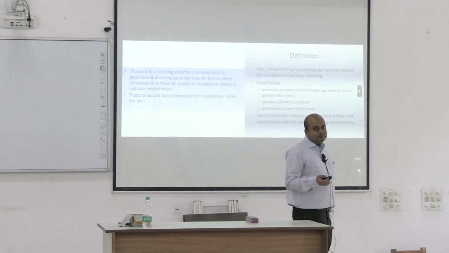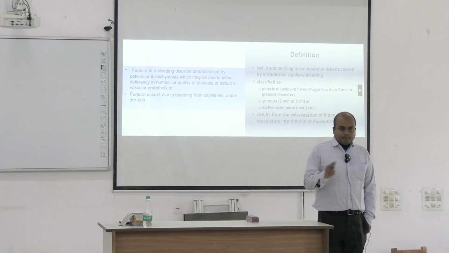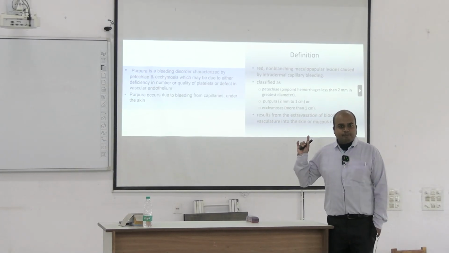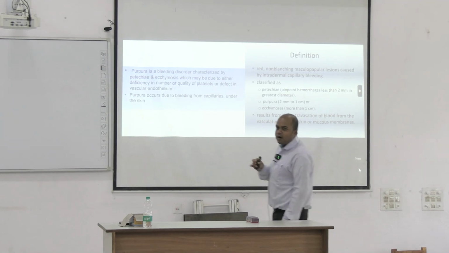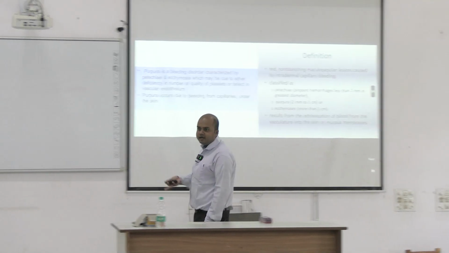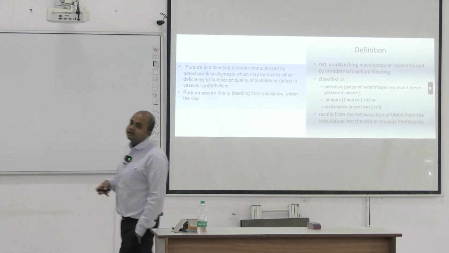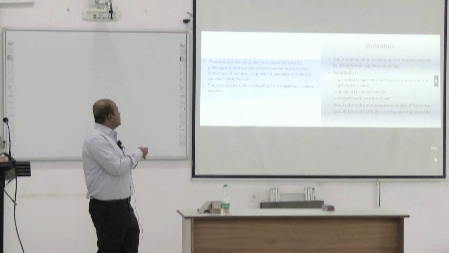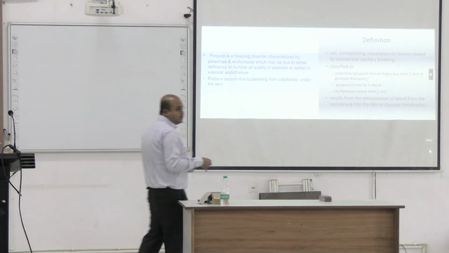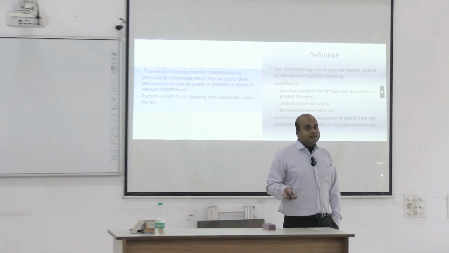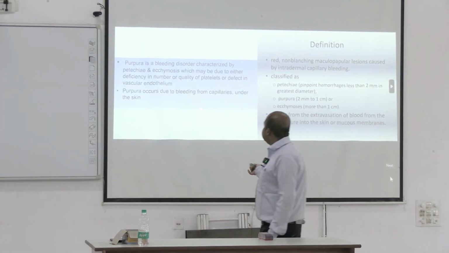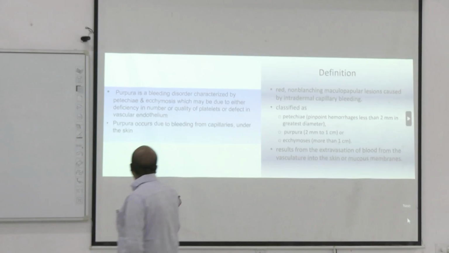A little about something called purpura. We mentioned this term purpura while discussing platelets. Purpura comes from purple spots, purple or reddish spots under the skin. Purpura is a bleeding disorder because these purple or reddish spots under the skin are due to bleeding under the skin, that means bleeding from the capillaries under the skin.